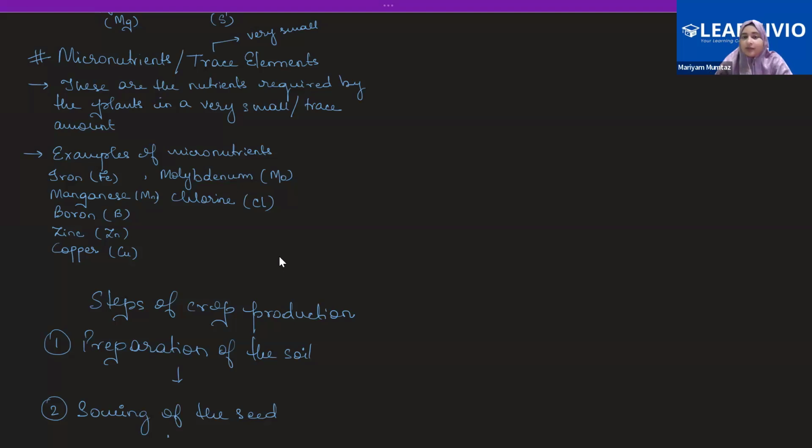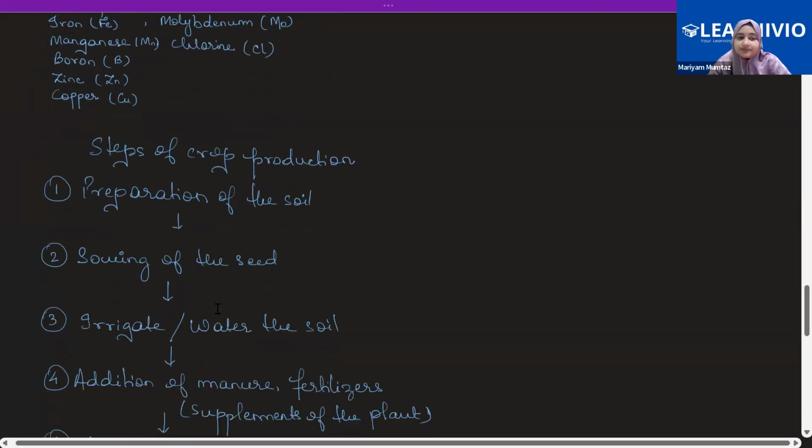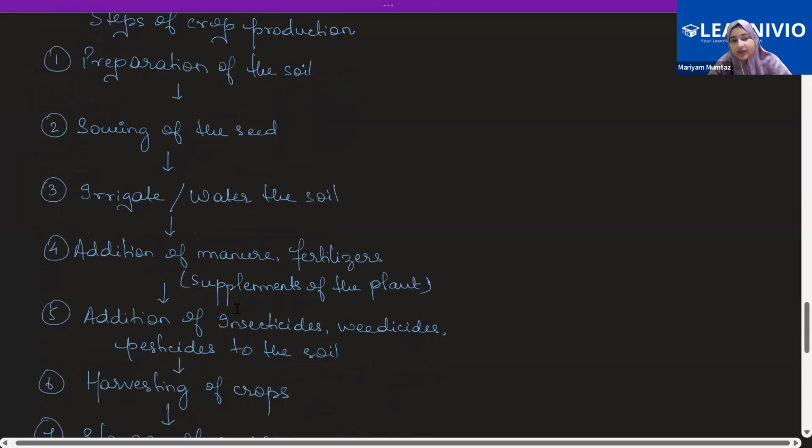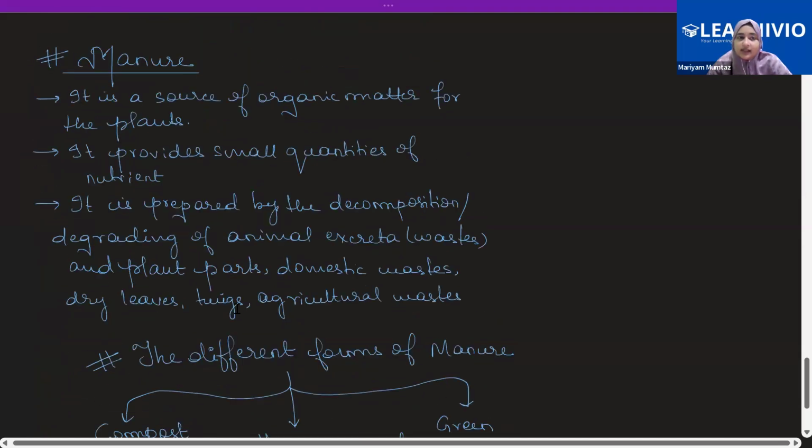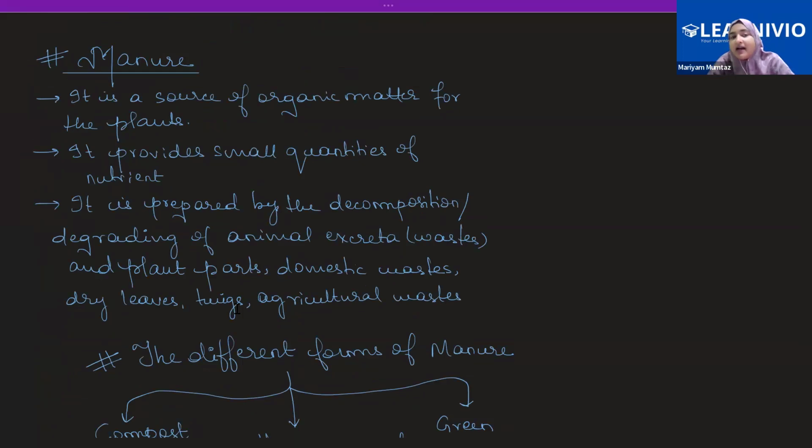Plants or to your crop while it is growing. Now, furthermore, we have discussed what the steps of crop production are. Today we're going to see the various different forms of manure that exist. As we have seen, manure is the source of organic matter for the plants. This is the part from where all the quantities of nutrients are obtained by the plants.